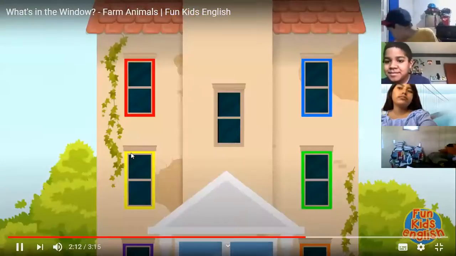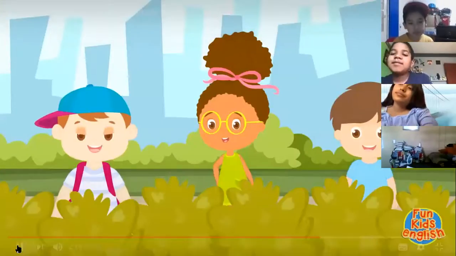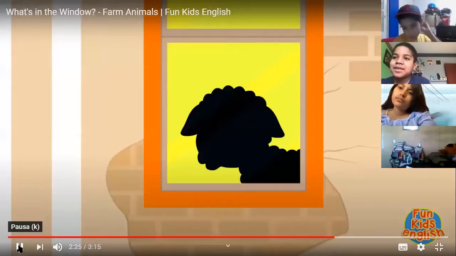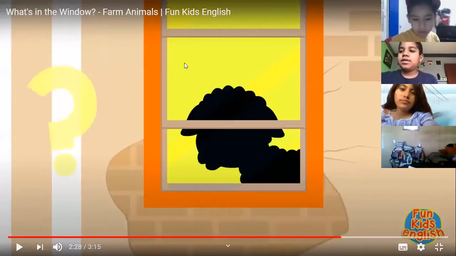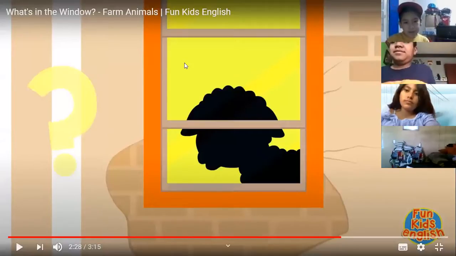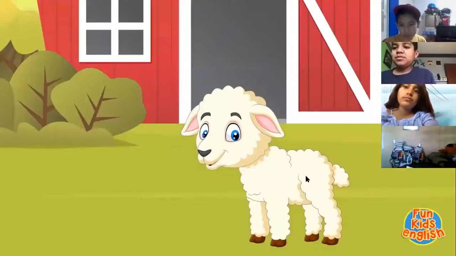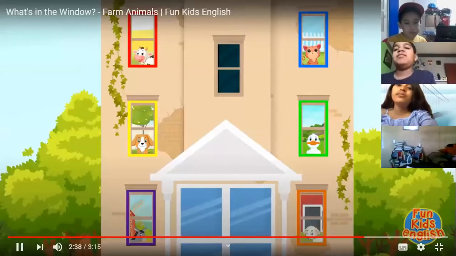What's in the window? Can you see? Boys and girls, come and look with me. Let's take a look in the orange window. What is it? Danny, Stephen, Josue, Kathy, Eder, okay. What is it? It's a sheep. Okay, one more. In the window, there's lots to see. Thank you, everybody.